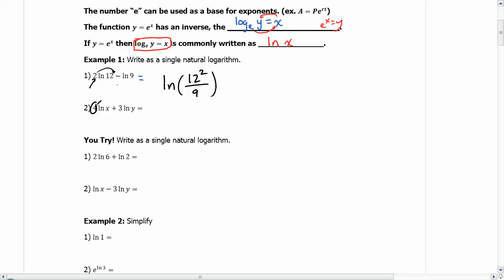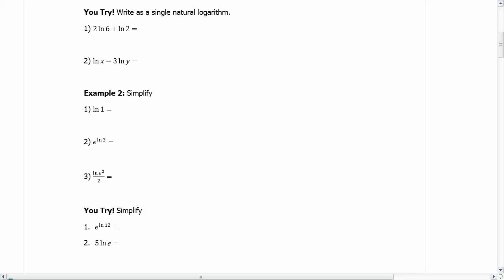Your next one, this 4 goes up to the x, this 3 goes up to the y, and this plus in between the two turns into multiplication. So that's the natural log of x to the 4th, y cubed. For the u try, same idea as well. The 2 goes up to the 6, so it's the natural log of 6 squared times 2. Like I said, you could do 6 squared times 2 and get ln of 72, but again, I'm more focused on you learning the rules for now. The 3 goes up to the y, so we have the ln of x divided by y cubed.